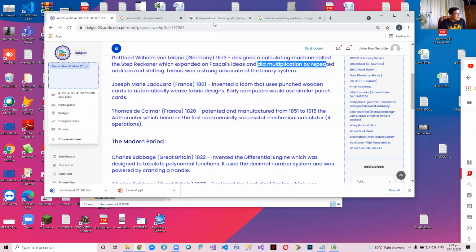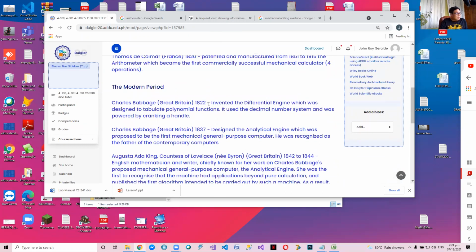Have you seen a mechanical adding machine? You were not born to see it. Maybe it had died before you were born. I have seen one many times, when I was in college, in high school. If you go to a Chinese restaurant, you will see those machines. Okay? So, yun ang the main difference, no?